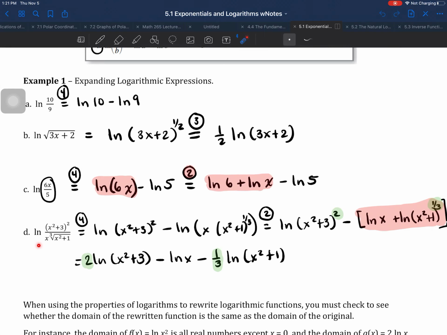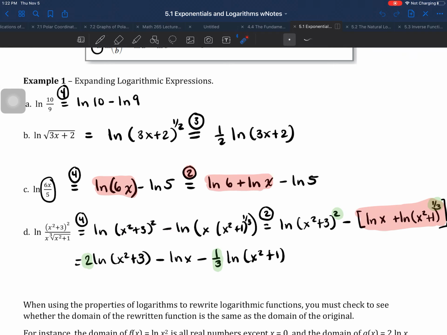Problem D. The natural log of the quotient between x squared plus 3 to the second power, all over x cubed times the square root of x squared plus 1. Because the overall expression stands to be a quotient of the numerator over denominator, the first step is to write it as a difference by using rule number 4. The natural log of the numerator minus the natural log of the denominator.